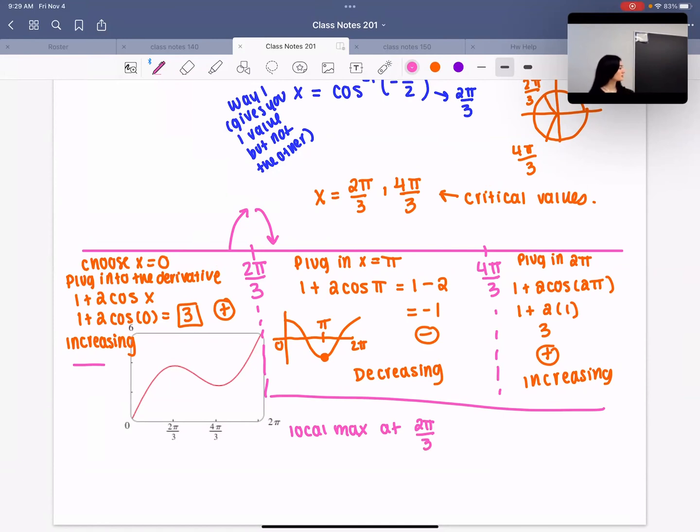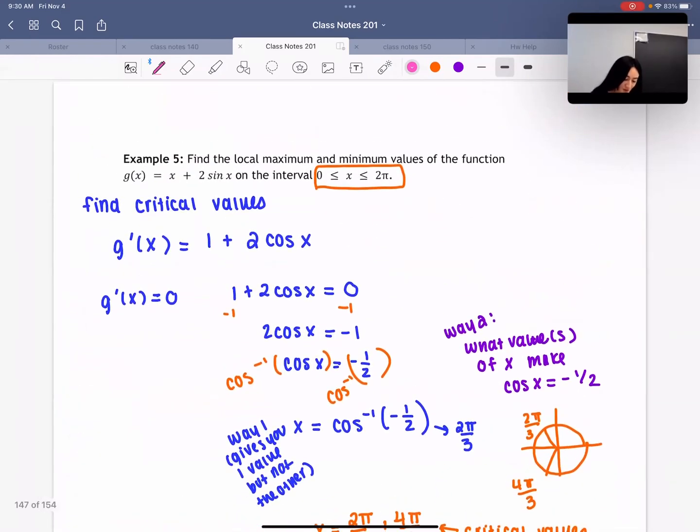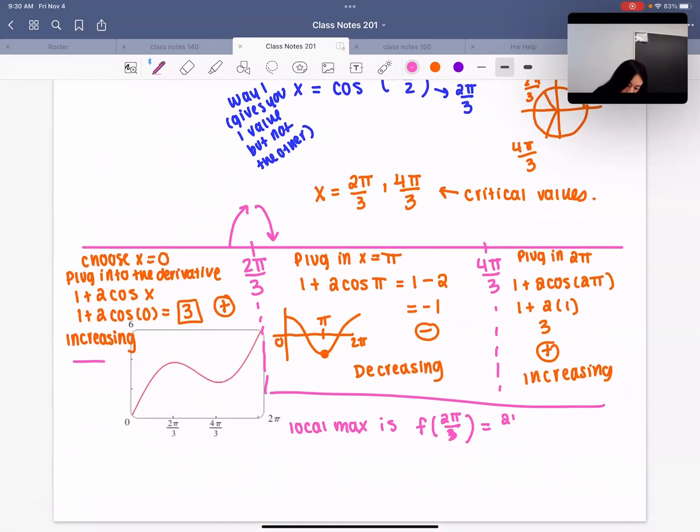What mistake did I make there? Actually, I'm not going to tell you that. What's my mistake here? Local max is 2 pi over 3. That's an x value, right? My answer has to be a y value. So I can either say it's f of 2 pi over 3, or I could plug in 2 pi over 3 to what function? The original function or the derivative? The original function, right? So f of 2 pi over 3, or 2 pi over 3 plus sine of 2 pi over 3.